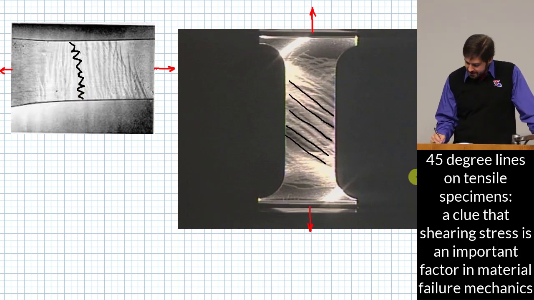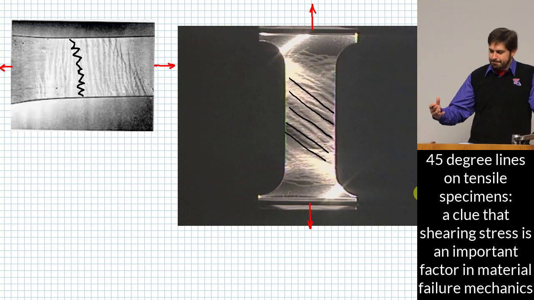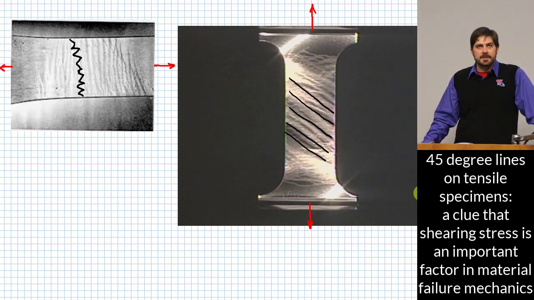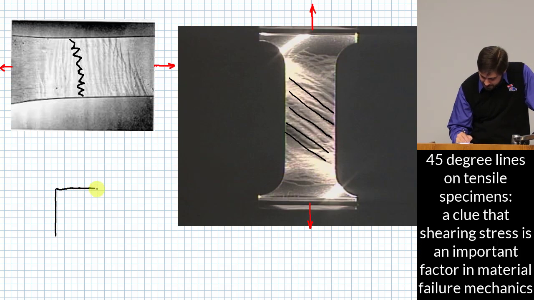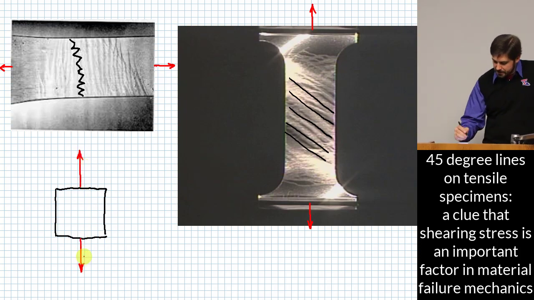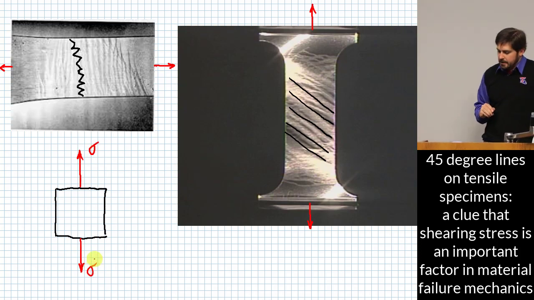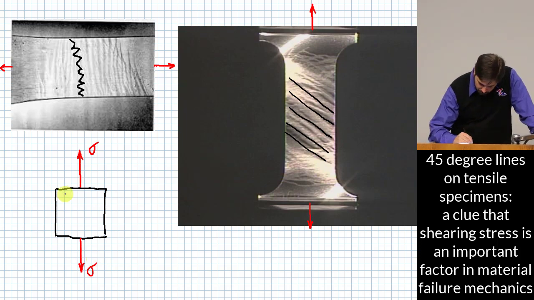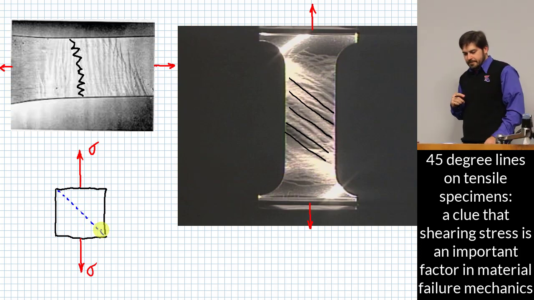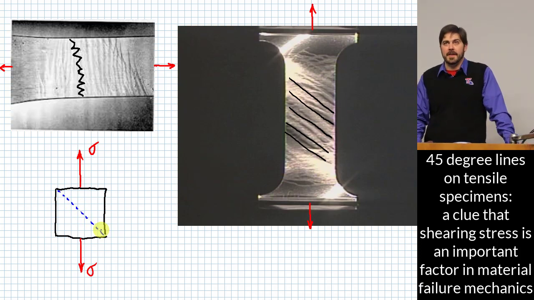This gave rise to people beginning to hypothesize that there might be some sort of failure process that happened on these planes. What's interesting about this is if you imagine an element of material that is loaded purely axially, what would the stress look like on a plane that was at 45 degrees? To have a good amount of shear on that plane.